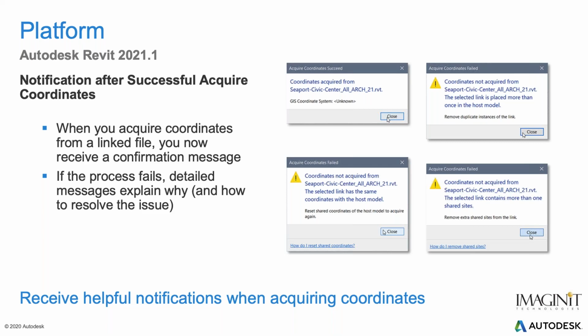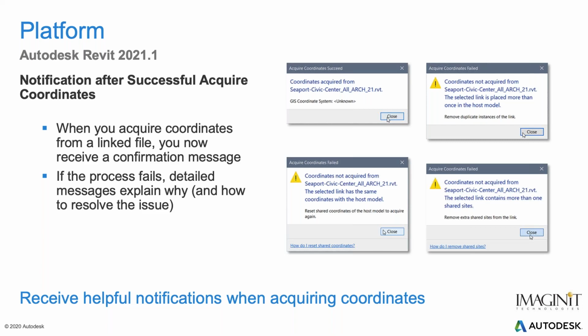A warning will appear to remove extra shared sites from the linked model. So if the user tries to add shared coordinates from a model while already using the coordinate system, a warning will appear saying the selected link has the same coordinates with the host model, and to reset the shared coordinates. So we're going back to being able to reset shared coordinates.